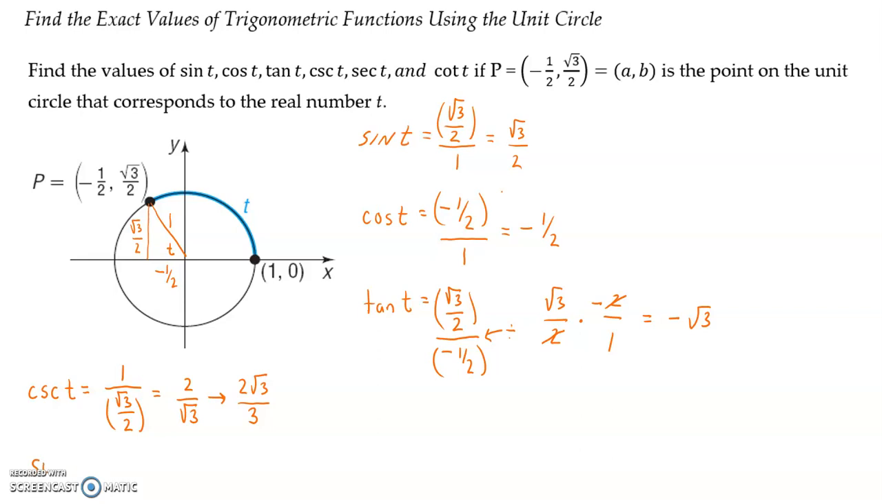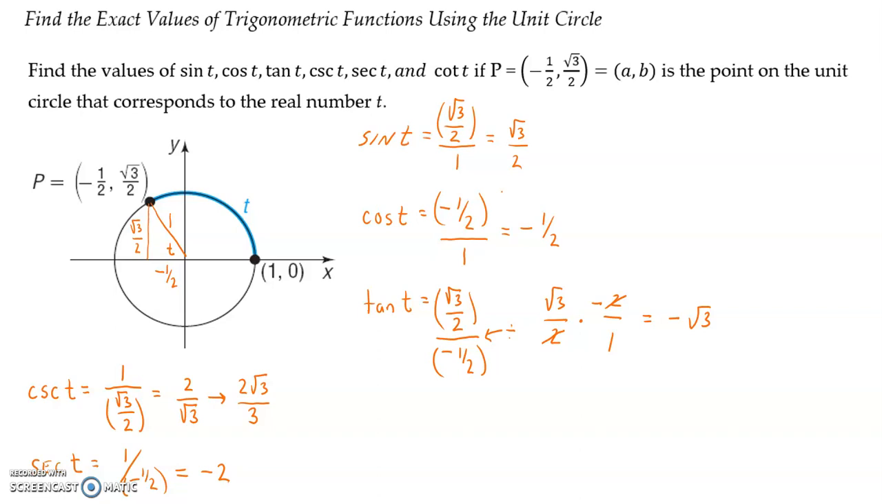Secant of t. We have the reciprocal of our cosine function. So we have 1 divided by -1/2. This is going to give us a -2.